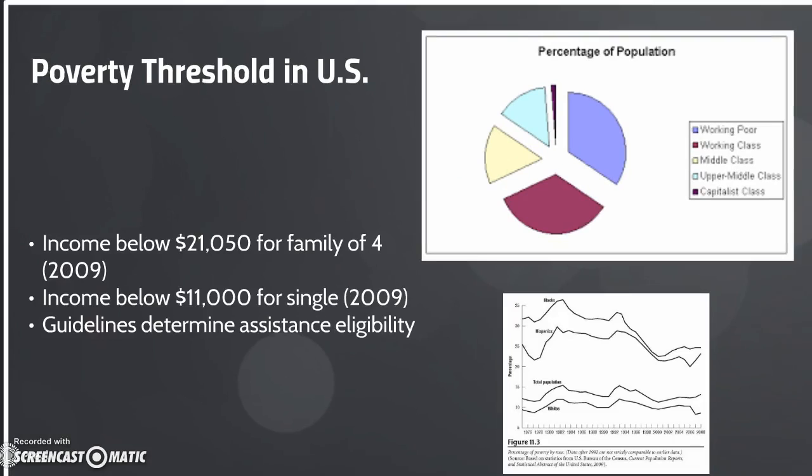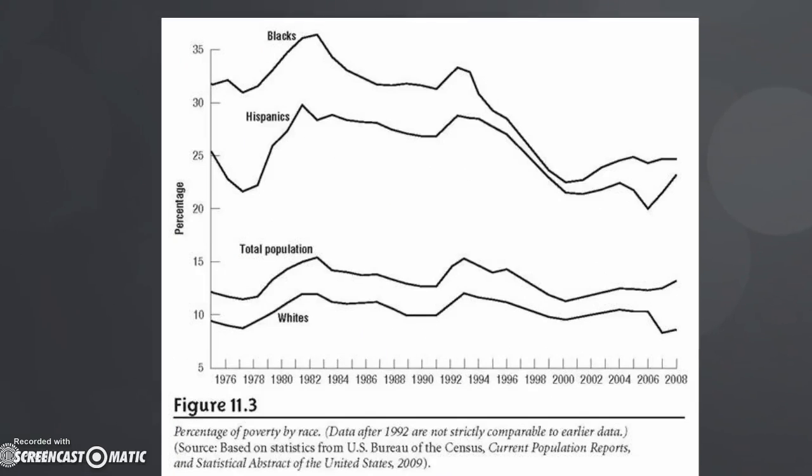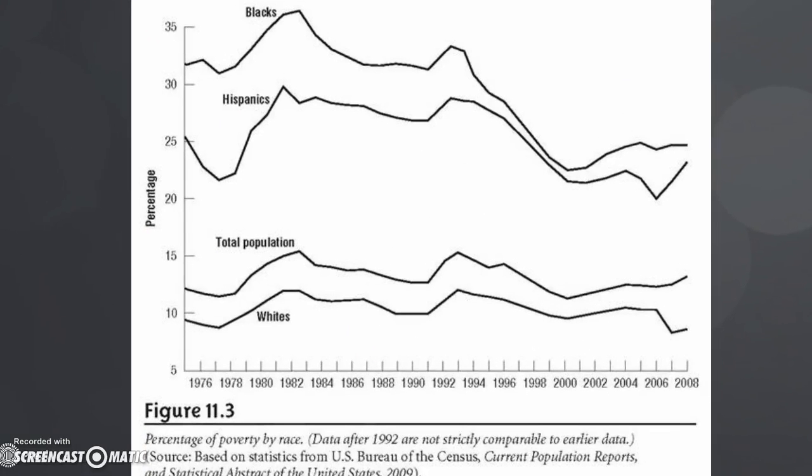The poverty threshold in the United States is when you have a family of 4 making less than $21,000 a year. That was as of 2009. For a single person, it's below $11,000 a year. Guidelines determine assistance eligibility. So you see poverty by race. Hispanics and blacks have been losing ground since the 1980s in our economy. This is an overall picture.